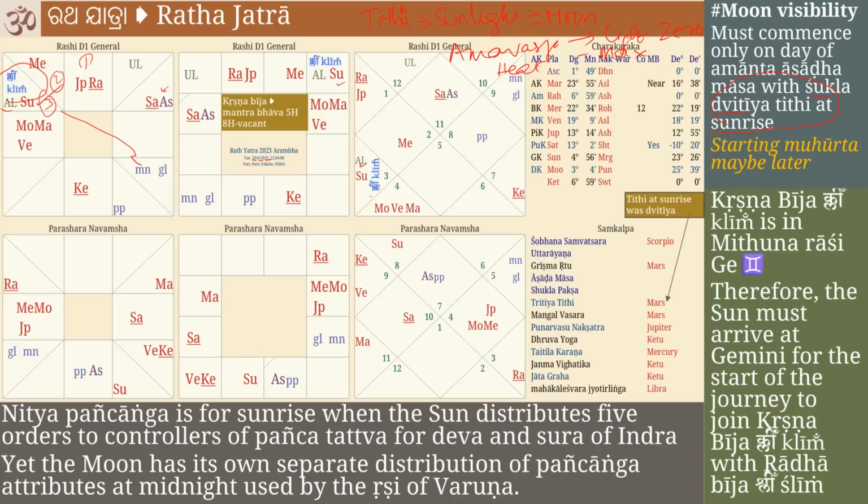Then only the opposite sign will have the Gopa. Gopa will be in Dhanu Rashi. This is the month, the Purnima of Ashad. Ashada Purnima is called Guru Purnima. You must understand that. This Guru Purnima is because of the Bija Shlim. The Shlim Bija gives us the Guru Purnima.